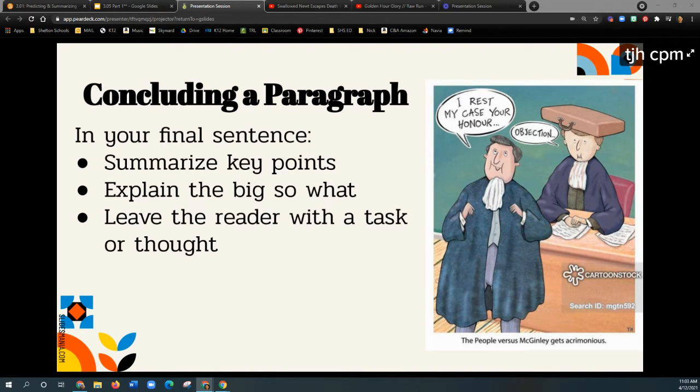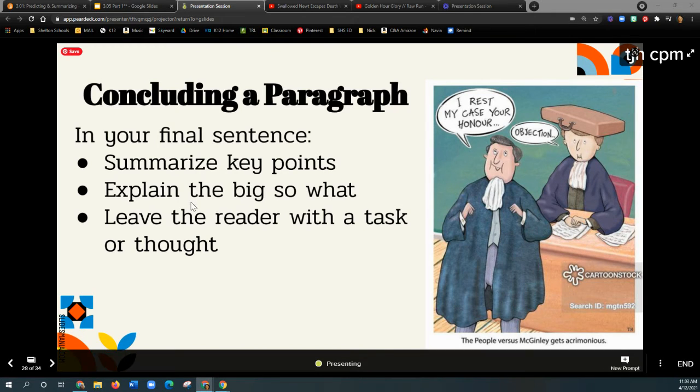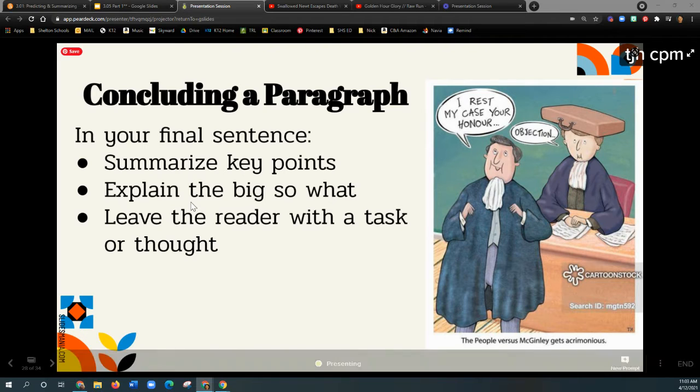So we're going to end our time today talking about paragraphs with conclusions and looking at the conclusion sentence in a paragraph. So it's the final sentence. What should it do? It should summarize your key points. It should explain a big so what. Like, how does the story of a newt and a frog relate to other things?